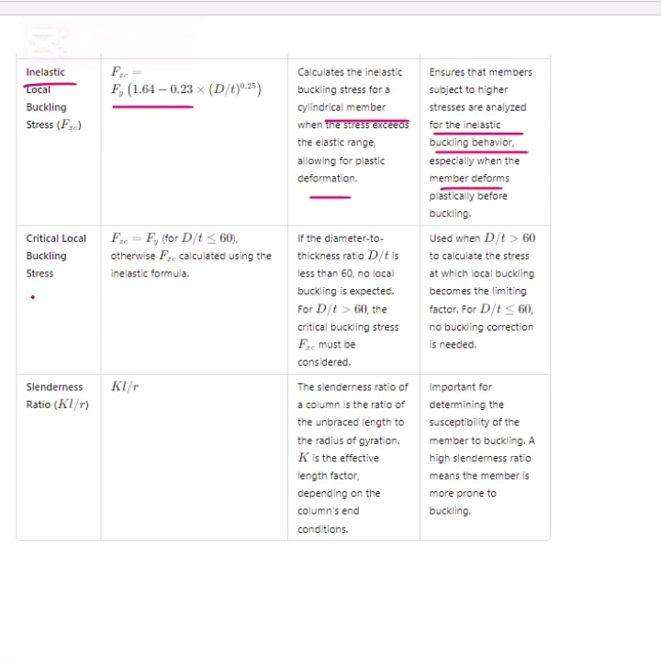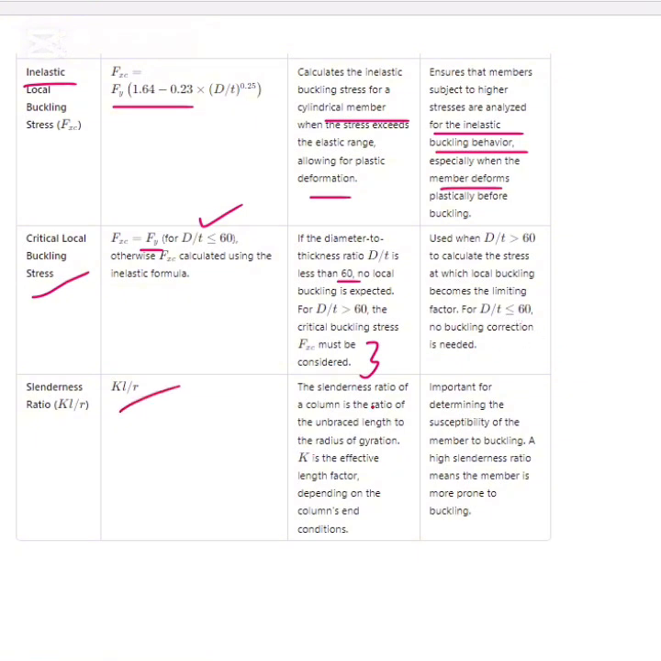The next one is the critical local buckling stress, Fxc. It is equal to Fy if d/t is less than 60. If the diameter-thickness ratio is less than 60, no local buckling is expected. If it's more than 60, then the critical buckling stress Fxc must be used, to calculate the stress at which local buckling becomes a limiting factor. If d/t is less than 60, no buckling correction is required.